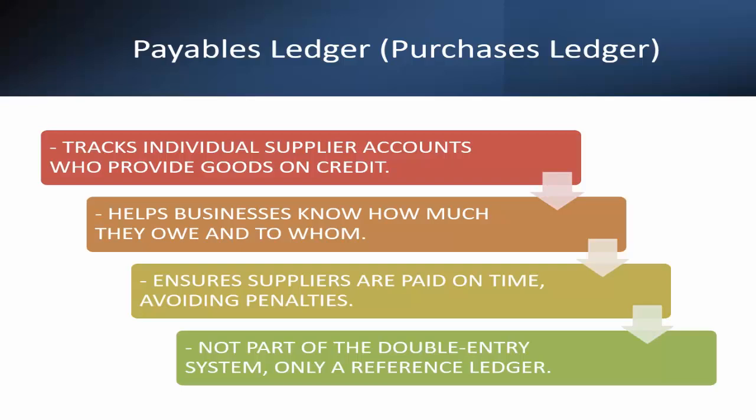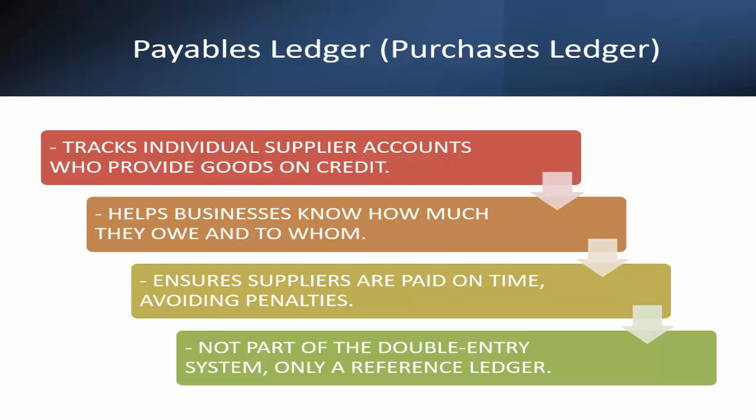Well, in accounting, every transaction is recorded in the double entry system, which means every financial movement is recorded with both a debit and a credit. If the Payables Ledger was part of the double entry system, each transaction would be recorded twice, once in the general ledger and again in the Payables Ledger. That would throw off the entire accounting system and create duplicate records.